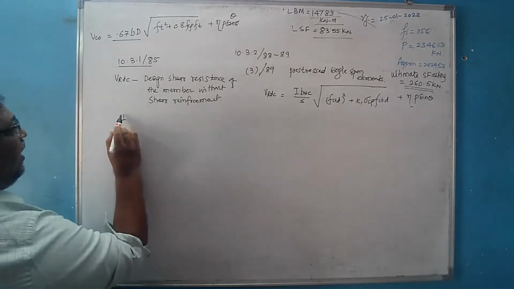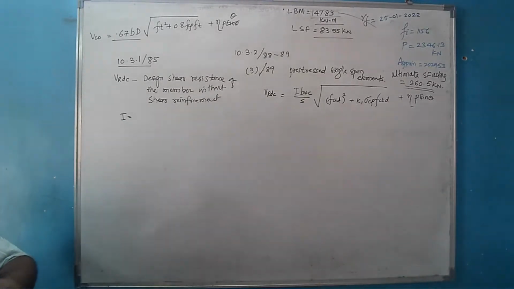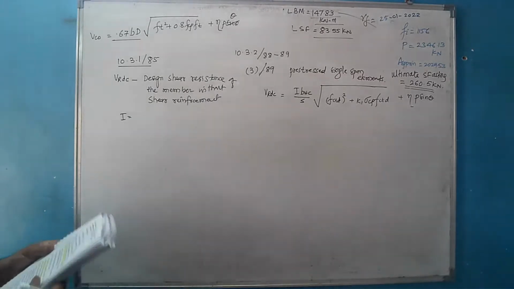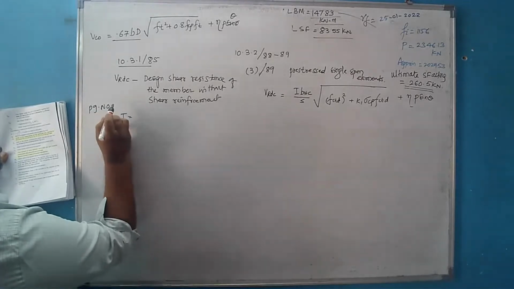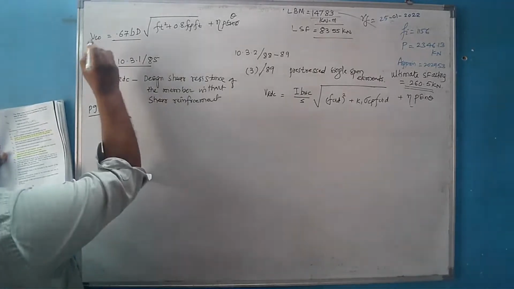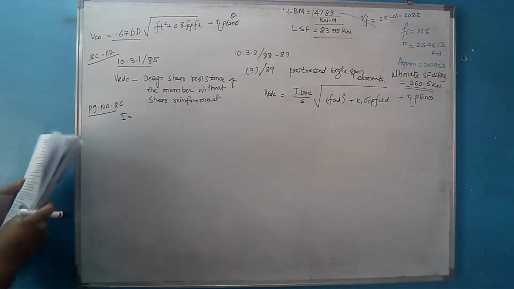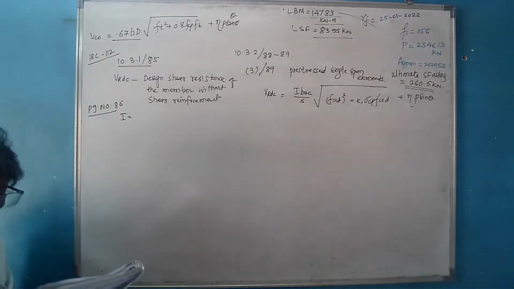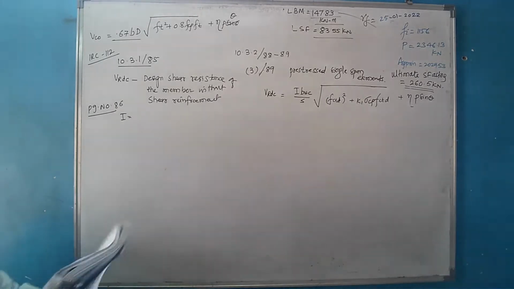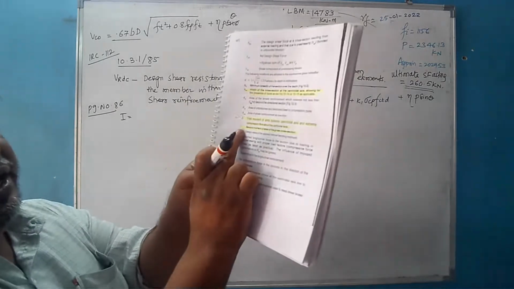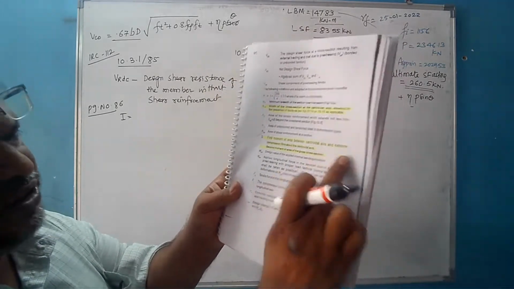Now what is that I? Please refer page number 86. Page number 86 of the same IRC 112 we are talking about. What is written here on page number 86? बहुत सारे notations वहां पर दिया है. So one of the notations is I: second moment of area of the gross cross section.